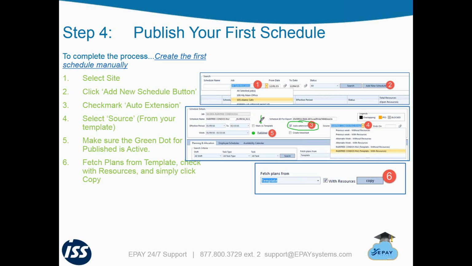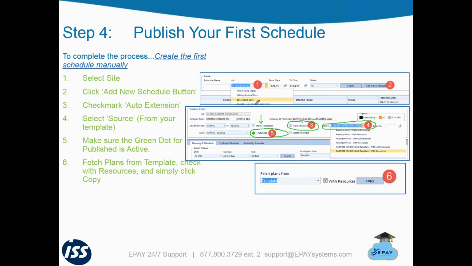Last time we used Marcus template. This time, notice we're going to leave it alone. We're going to say auto extension, which will basically make the system automatically extend that schedule from week to week to week for us. We're going to tell the system what the source is. We're going to say go and pick the template to pick from to do that extension every week for us. We're going to make sure it's in a published state.